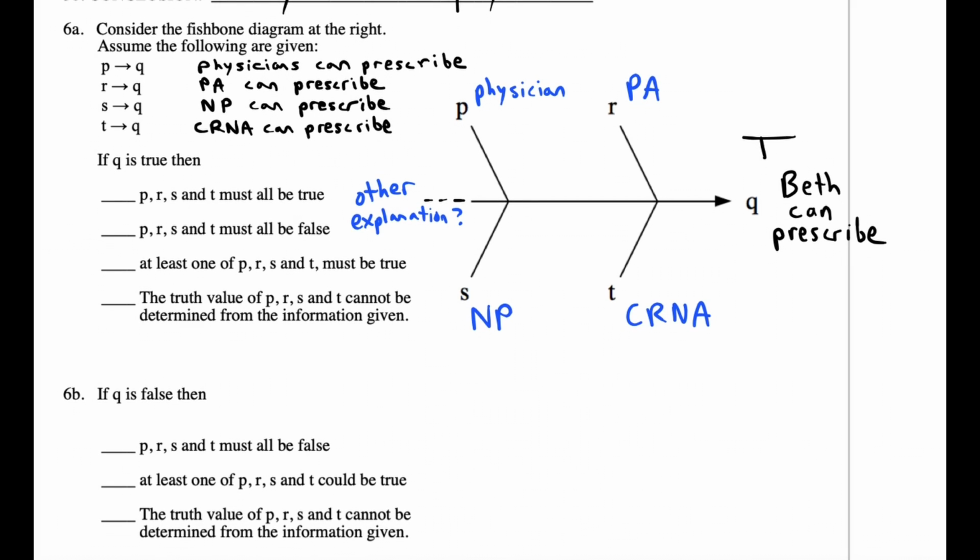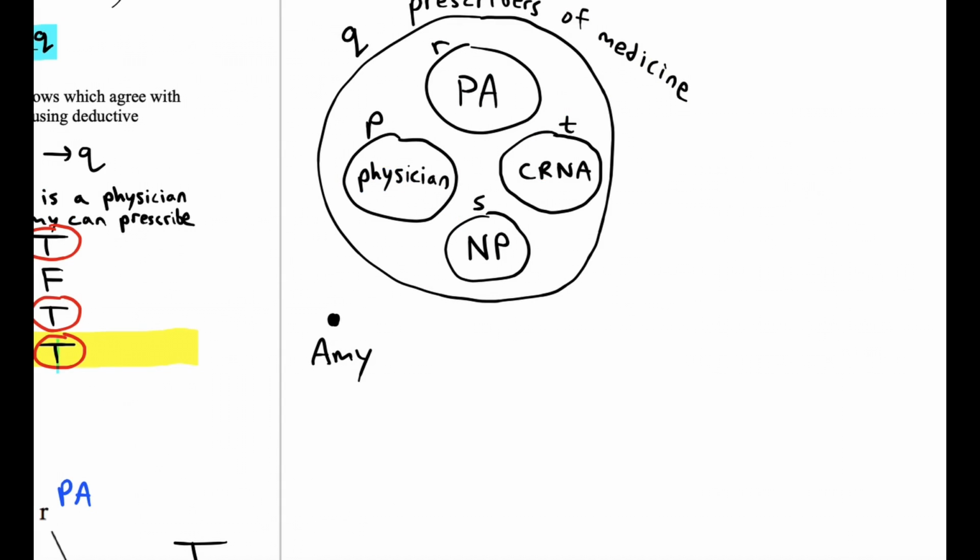Okay. If Beth can prescribe medicine, must it be that all of P, R, S, and T are true? That would mean, to put it into this real-world context, that she is a physician, and she is a physician's assistant, she is a nurse practitioner, and a CRNA. She's all these things, and that's why she's able to prescribe the medicine. Is that the case? It's not necessarily guaranteed that she's all of those things. She doesn't have to be all those things.